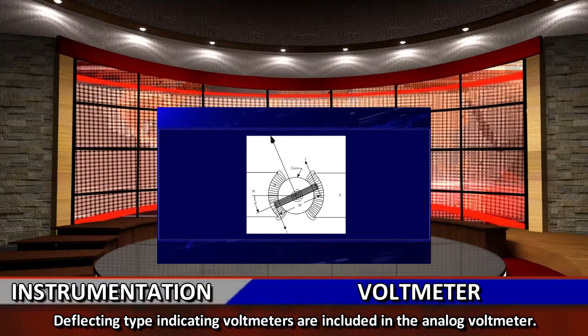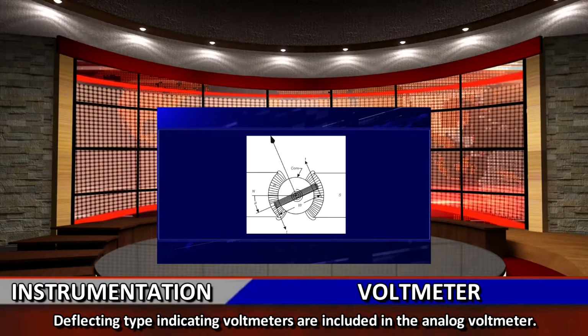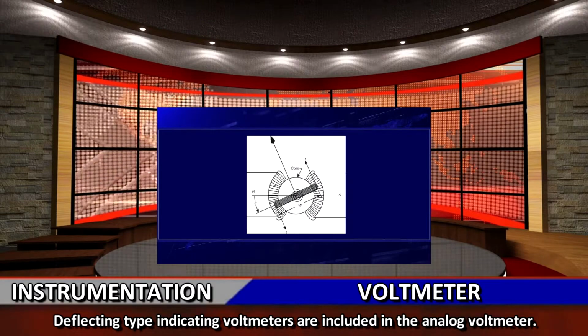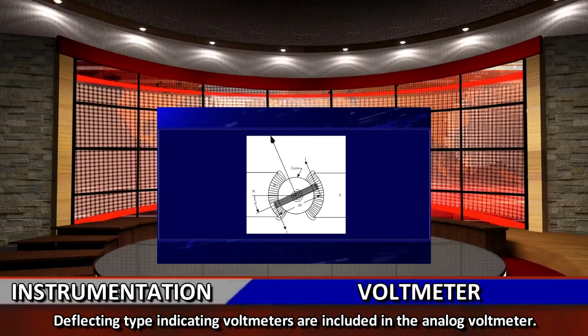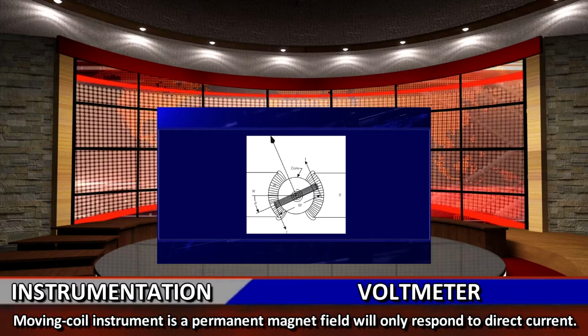Deflecting type indicating voltmeters are included in the analog voltmeter. These voltmeters include moving iron, moving coil, and electrostatic voltmeters. Permanent magnet and dynamometer instruments are two types of moving coil devices.